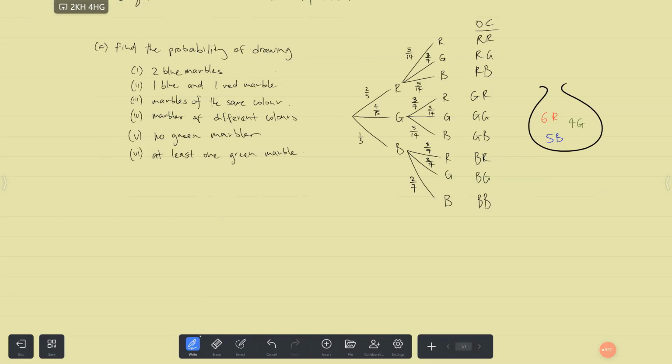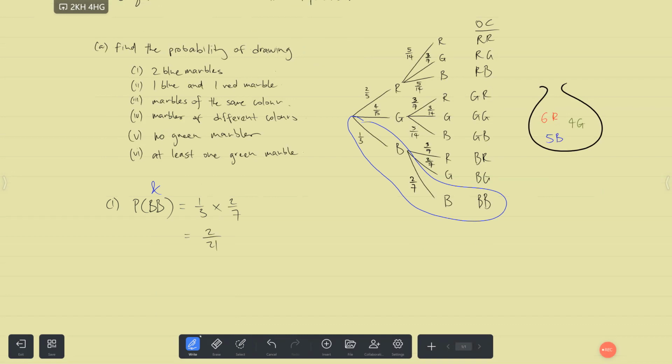First question, it says 2 blue marbles. The way you write 2 blue marbles is P(B and B). The conjunction between blue and blue is "and", so it's in the middle of them. We're looking at this pathway over here: first blue followed by second blue. So what's the probability? We just take 1/3 times 1/3, because "and" is just times, and this will give you 2 out of 21.